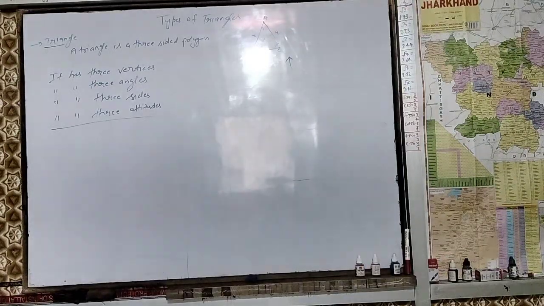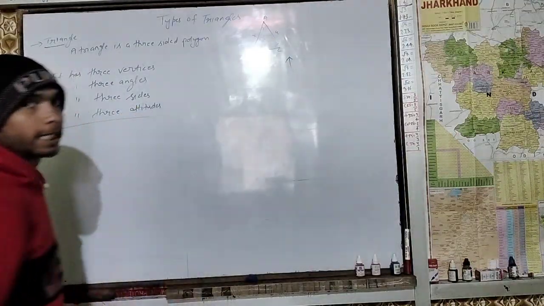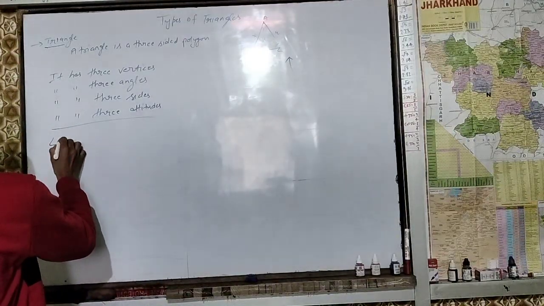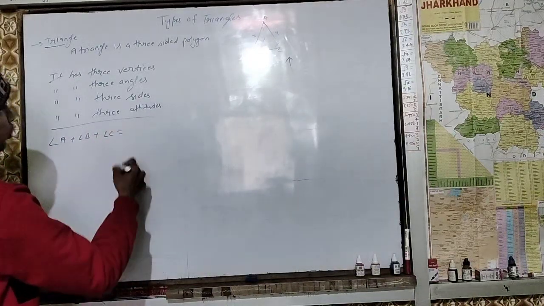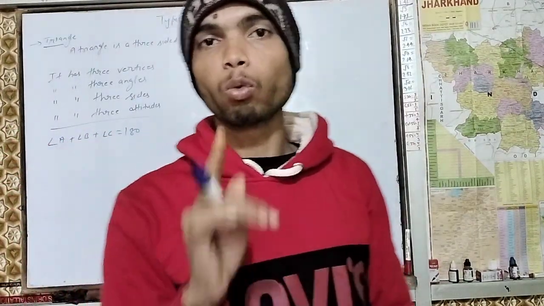Now let's see the facts of triangles. Always remember, the sum of the interior angles of a triangle, angle A plus angle B plus angle C, is equal to 180 degrees. This is a fact. Only 180 degrees.